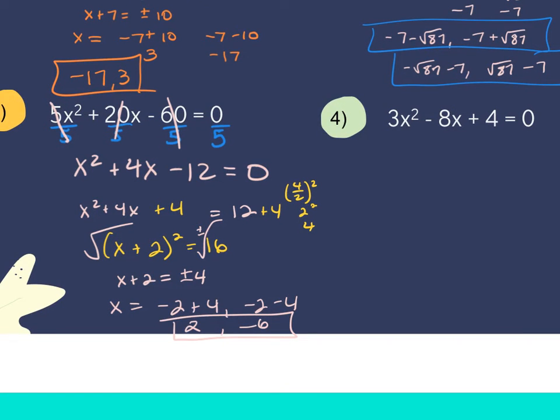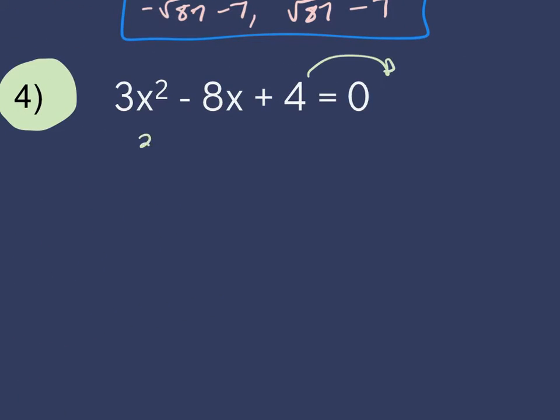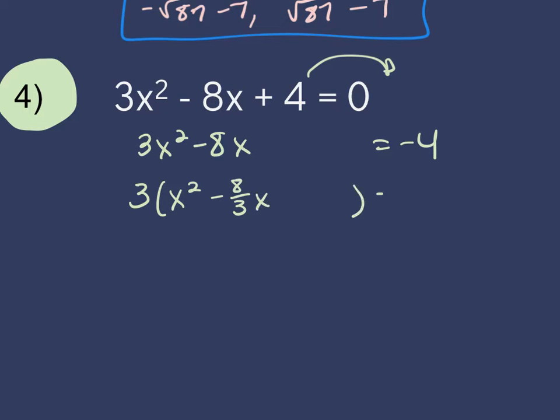Okay, 4 is not like that. 4, if I take out, which I do have to take it out, I'm going to have to take out the 3 after I move the 4 to the other side. Okay, I cannot divide all these by 3 and keep them whole numbers. So I'm going to work this method. I'm going to take out the 3, x squared. This becomes negative 8 over 3x. Leave the space equals negative 4.